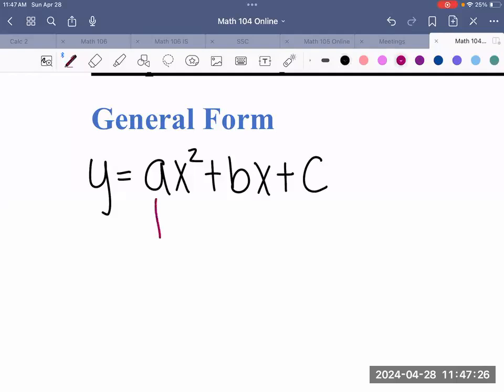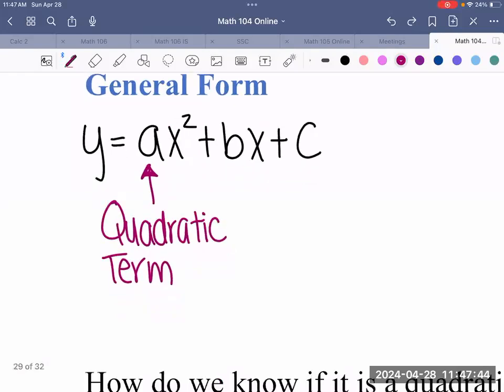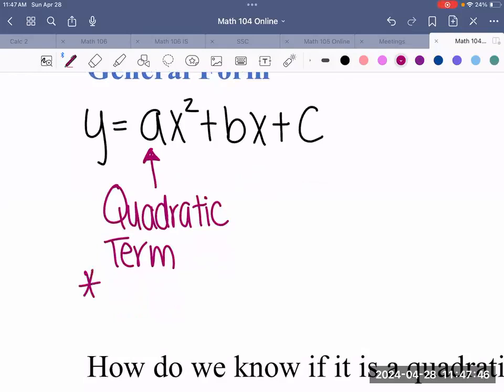This a here is considered your quadratic term. It makes it so that we're now dealing with quadratics because attached to it is your x squared. Now this one does something really cool. Because it is attached to your highest degree, this is considered your leading coefficient, which determines the direction. Your direction is either going up or going down, concave up or concave down.